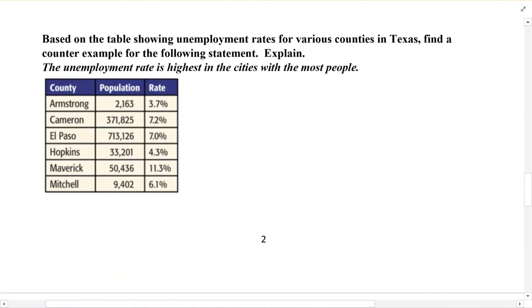Based on the table showing unemployment rates for various counties in Texas, find a counterexample for the following statement and explain. The unemployment rate is highest in the cities with the most people. If I look at the city of El Paso, so this city right here, it has an unemployment rate of 7%.